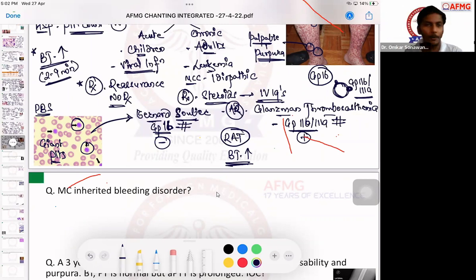Remember this. And now please let me know in the chat box. Small platelets are seen in which condition? Giant platelets are Bernard-Soulier syndrome. Small platelets, please let me know.